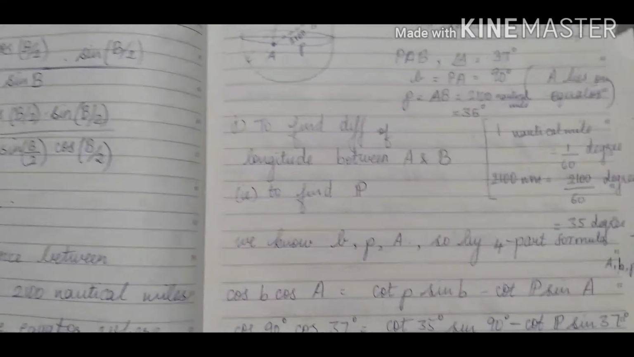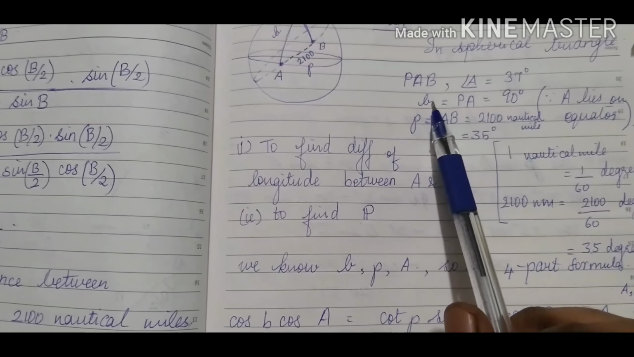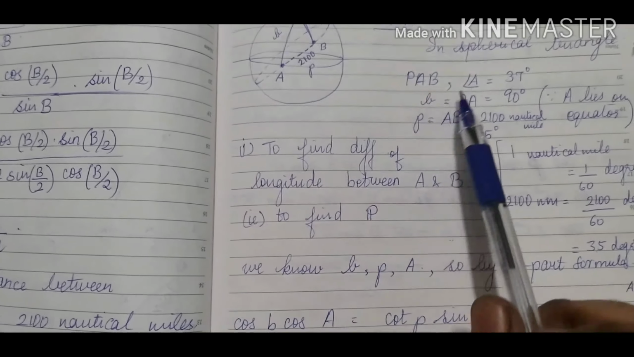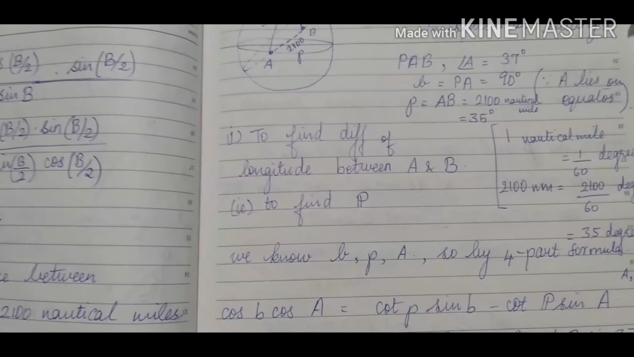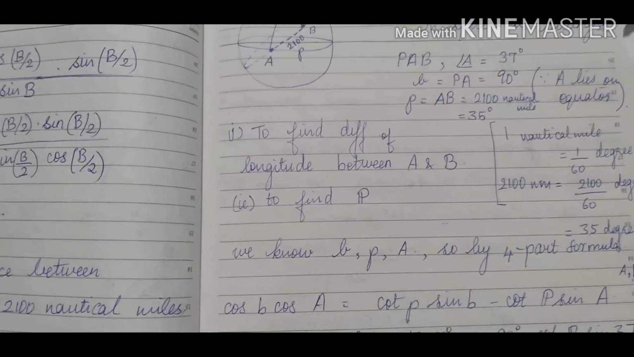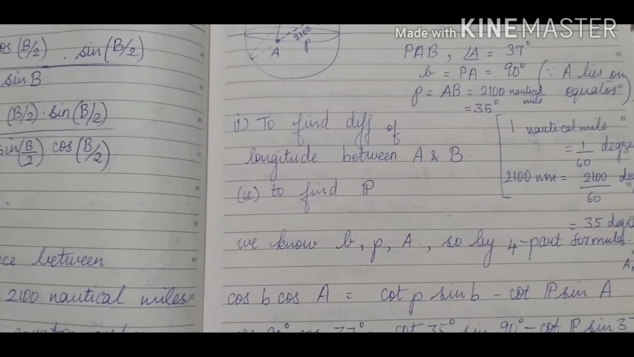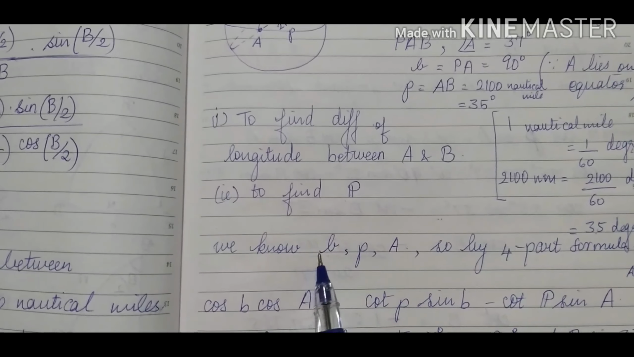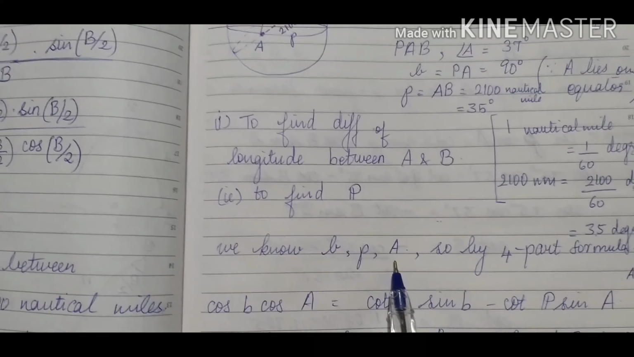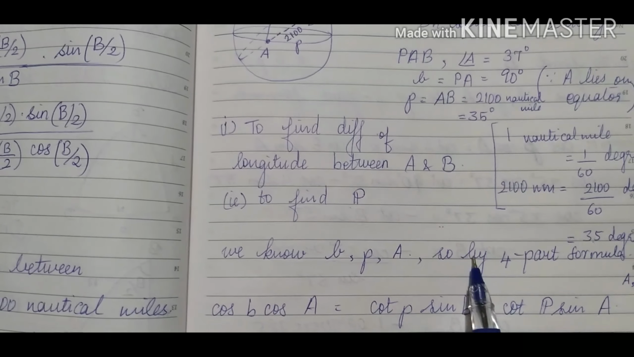Okay, so now what we have in hand is two sides, that is the lengths of two sides, and one angle. Whenever two angles and a side are given, or two sides and an angle are given, we can make use of the four-part formula. So that's what I've written here. Small b, small p and capital A are given. So we are going to make use of the four-part formula.